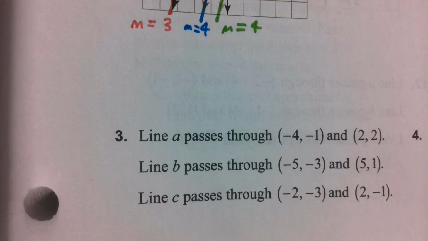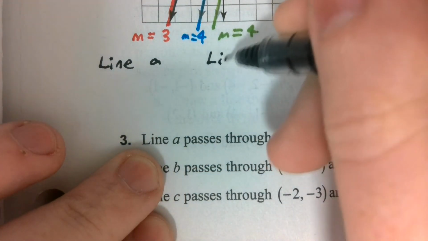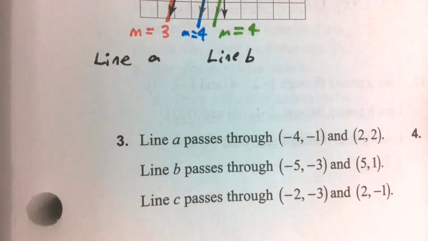To write out our answer, here's what we're going to do. We're going to compare line A to line B using a special symbol that we haven't talked about yet.